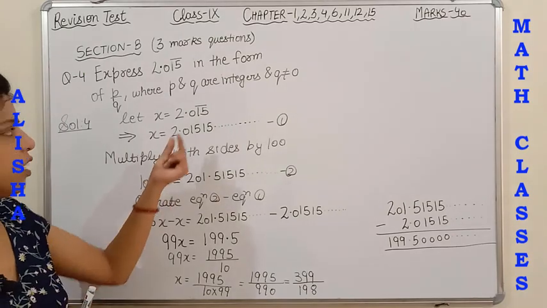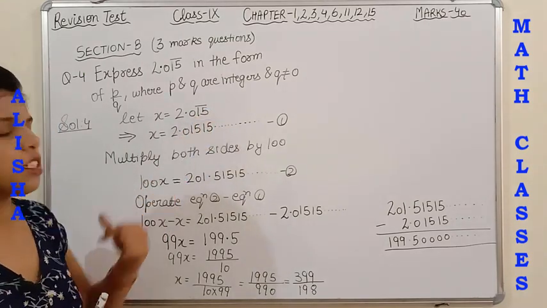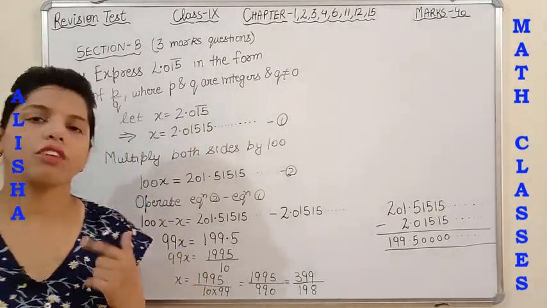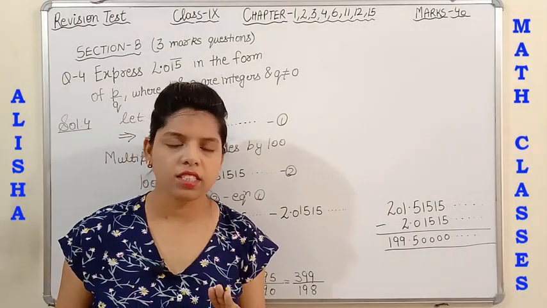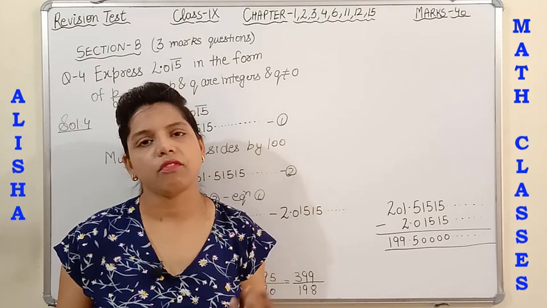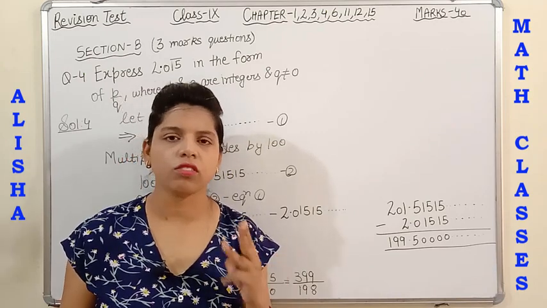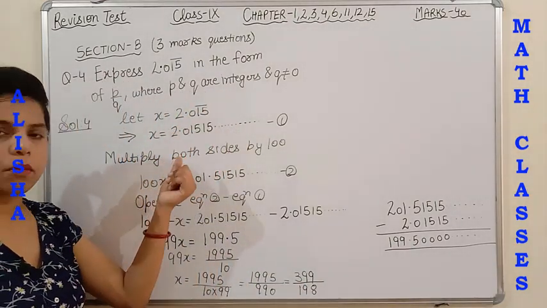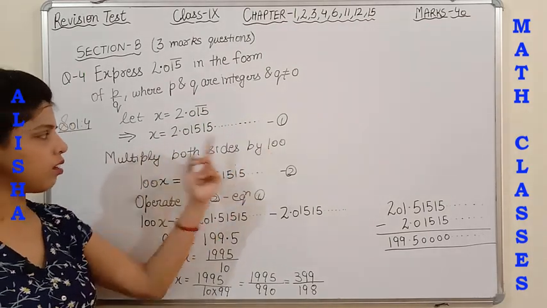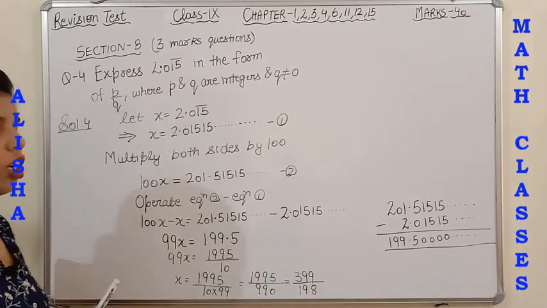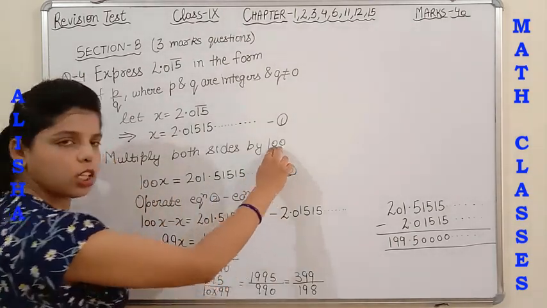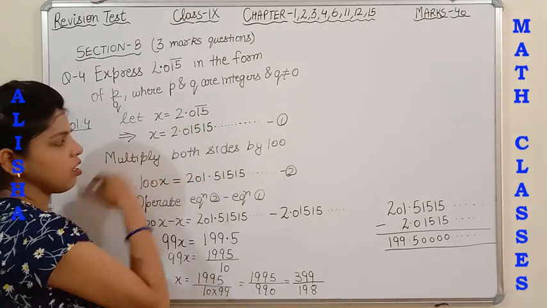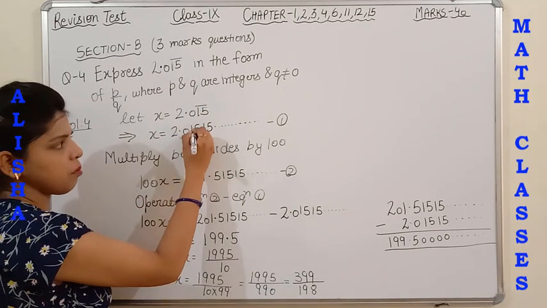Now the main thing is that whatever digits are repeating, we have to just count how many digits are repeating. Here 2 digits are repeating, so we have to multiply by 100. If 3 digits are repeating, that means we have to multiply by 1000. If 1 digit is repeating, then 10, 2 digits 100, 3 digits 1000, and so on we have to proceed. So here I have seen that bar is only on 2 digits, that means 2 digits are repeating. I will multiply both sides by 100. So this becomes 100x is equal to, now if I multiply by 100, so there are 2 zeros, that means the decimal will be shifted 2 digits back. So that means 1 digit, 2 digits, so the decimal will come here.